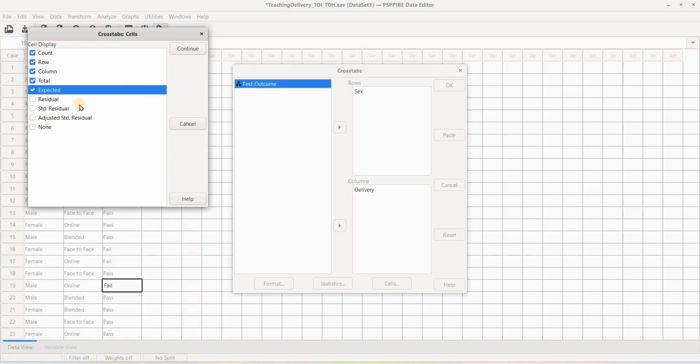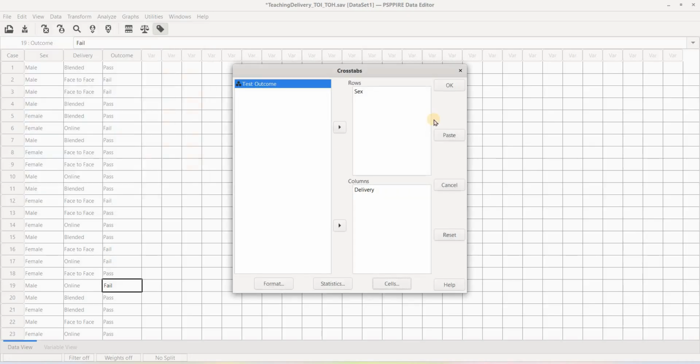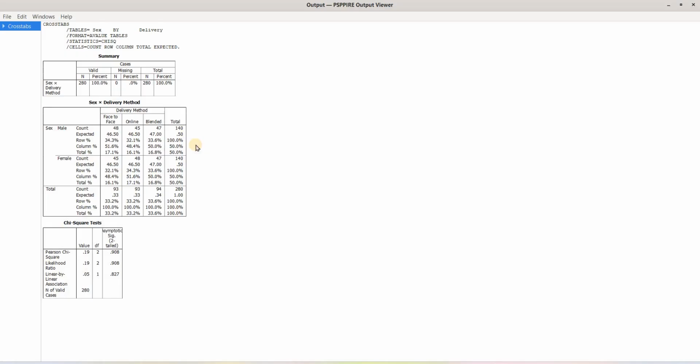And here for our cells, you'll see all these things: the count, the row percent, column percent, total. And you should ensure that Expected is checked as well, to ensure that each cell in the table has a frequency count of at least 5, so that the results are trustworthy. And you click Continue, and then we click OK.